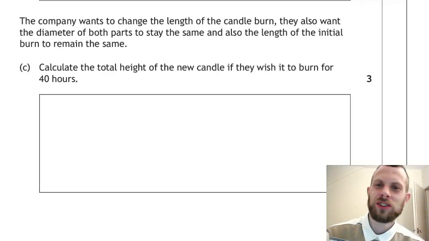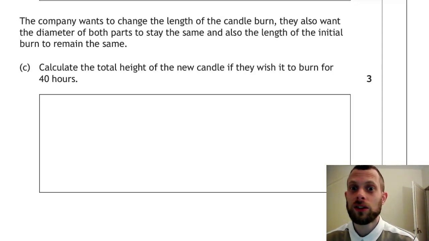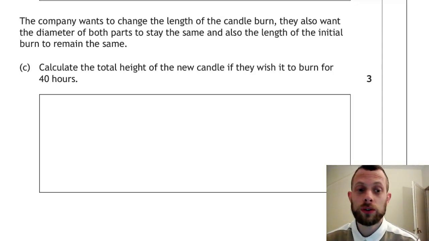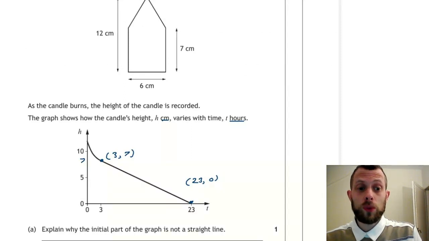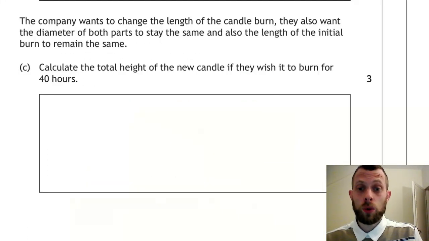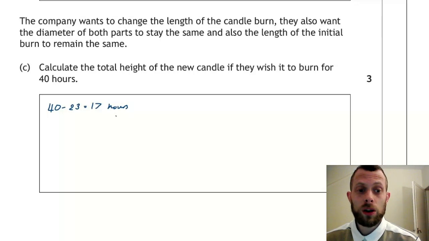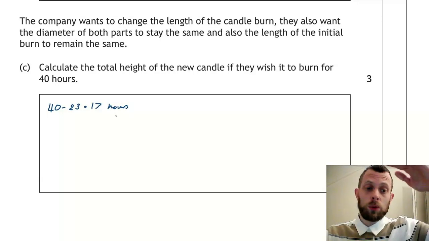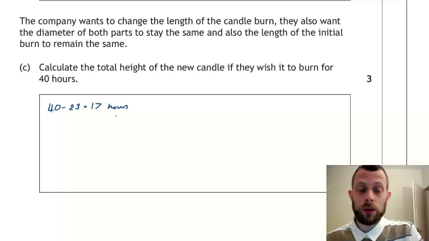Now we're on to question C, where we need to work out the height of a candle if it's going to burn for 40 hours. So the company is making the candle longer. Let's look back at the graph before and see how long it took before, 23 hours. So the first thing we will do is work out how many extra hours they wanted to burn for. 40 take away 23, so 17 hours. So now we need to work out how much candle would be burned through in 17 hours. And that'll be the extra height of the candle that we need to have.